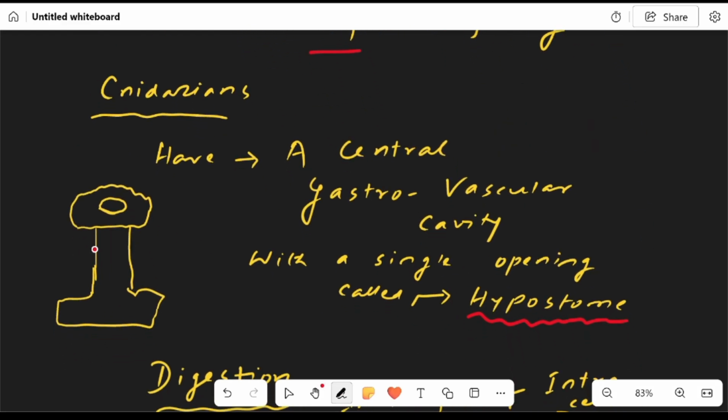Cnidarians have a central gastrovascular cavity with a single opening, just like a mouth, but it is known as hypostome. In Hydra, you find that. Cnidarians have a central gastrovascular cavity with a single opening called hypostome.